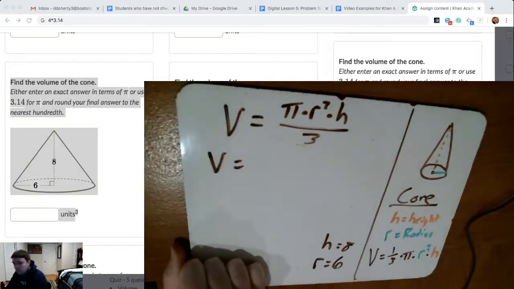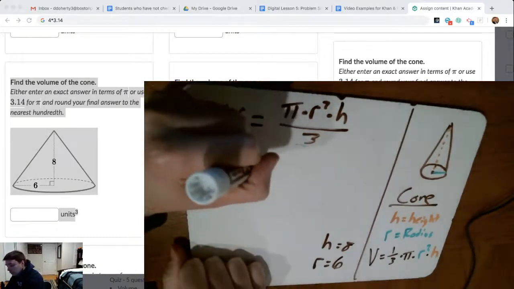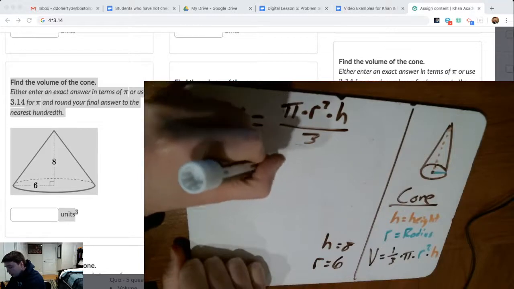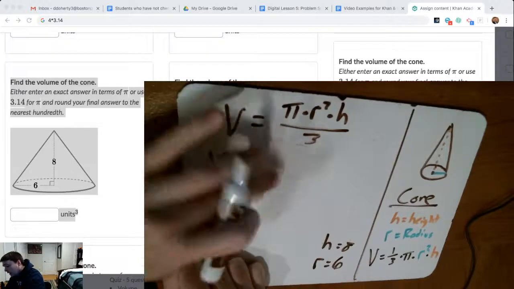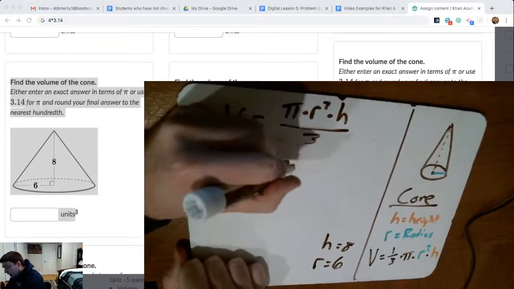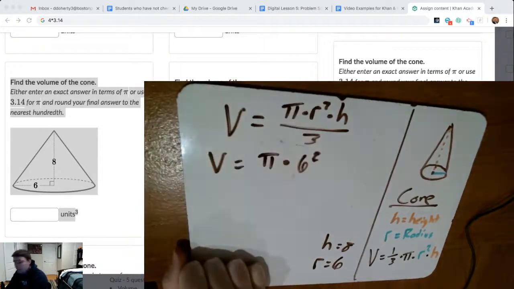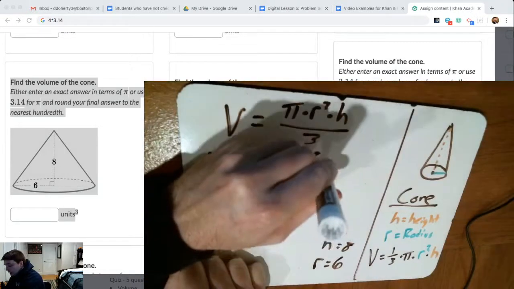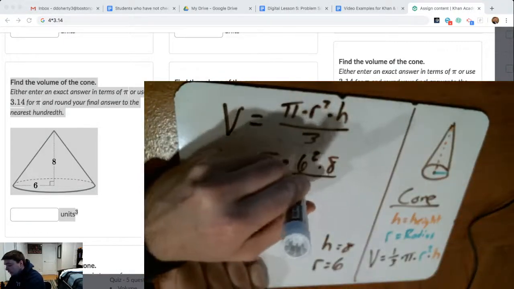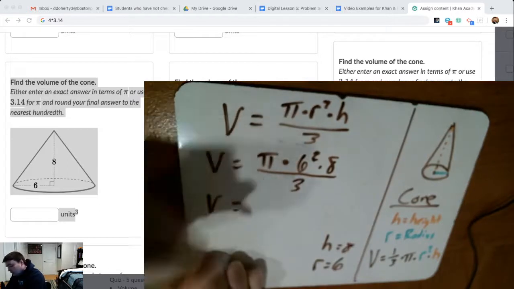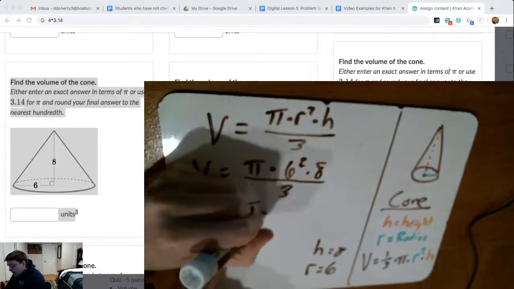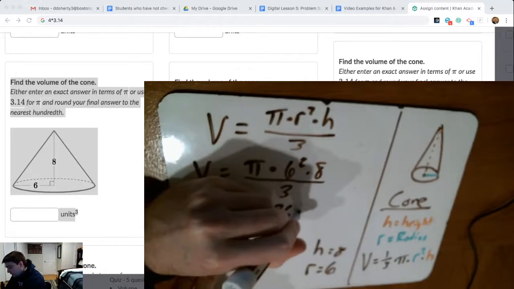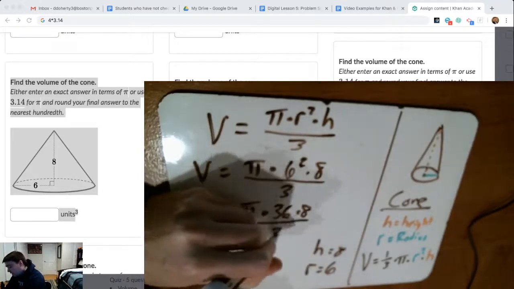The formula for the volume of the cone becomes V equals pi, and we'll go ahead and leave it as pi, times 6 squared, because the radius is 6, so r gets replaced by 6, times the height, which is 8, all divided by 3. Then at that point I can start doing the math. 6 squared is going to give me 36, so it becomes pi times 36 times 8 divided by 3.